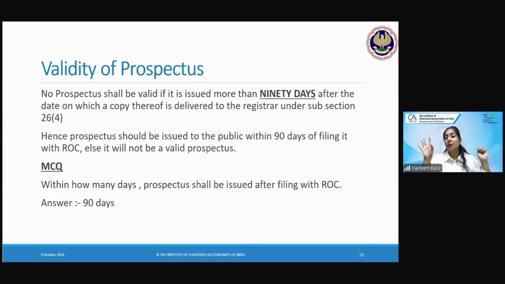Hence, fresh prospectus has to be issued if 90 days have passed. If you have issued to the public within 90 days after filing with ROC, then it's fine. Else, it will not be a valid prospectus. You will again have to do all the compliance.